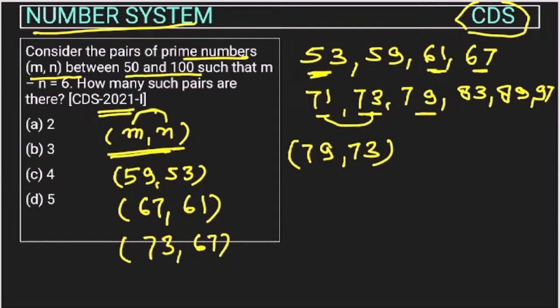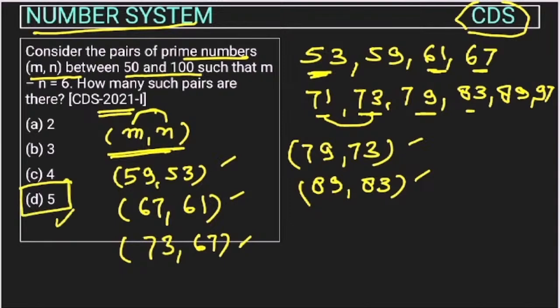Now take 83 and 89. 89 minus 83, the difference is 6. 83 with 97 we cannot take, because the difference is more than 6. 89 and 97 also has a difference of more than 6. So how many pairs are possible? 1, 2, 3, 4, 5. The question asks how many such pairs there are, so the total is 5 pairs, and the answer is option D.